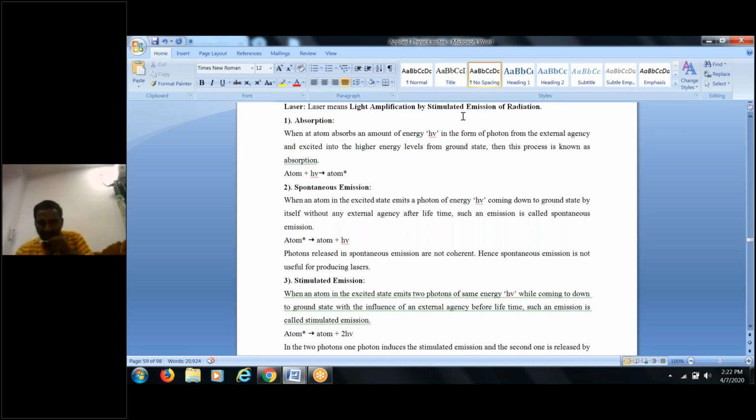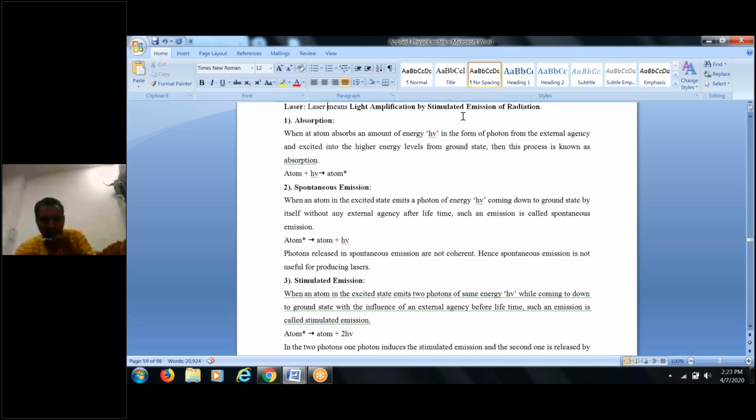So these are the processes you have to consider. In fact, two processes: one is absorption and the second is emission. Emission is divided into two categories, spontaneous emission and stimulated emission. You have to remember one point very clearly: if there is no absorption, there is no emission, whether spontaneous or stimulated. Therefore, if you want to conduct either process, you have to operate the absorption process first. That is the mandatory requirement.